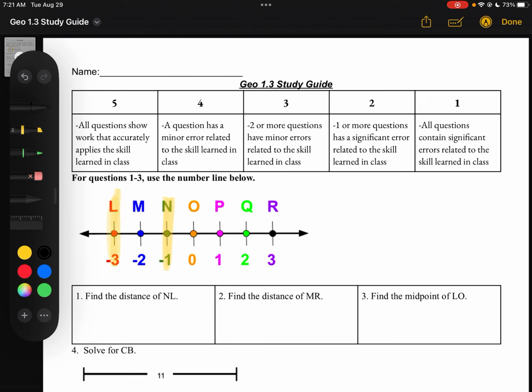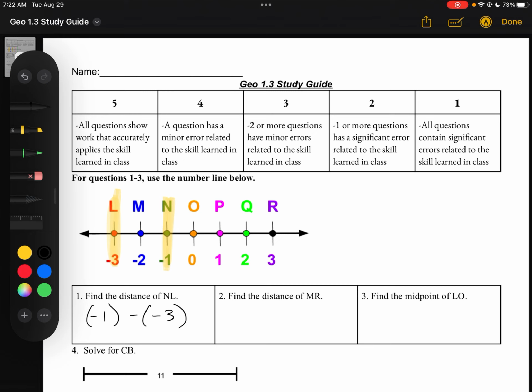And remember that we're always going to have a positive final answer for these because distance only travels, like you can't go -2 miles to get to the store, you just go 2 miles to get to the store. So in this case, we are going to take the difference of our larger term and subtract it from the smaller term. So we'll do -1 and we'll subtract it from our smaller term, which is -3.